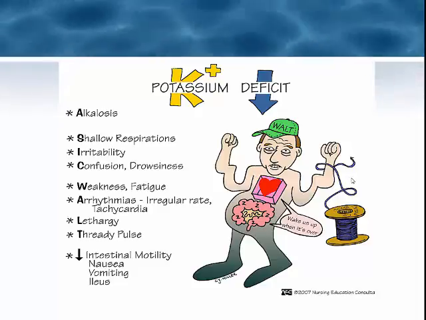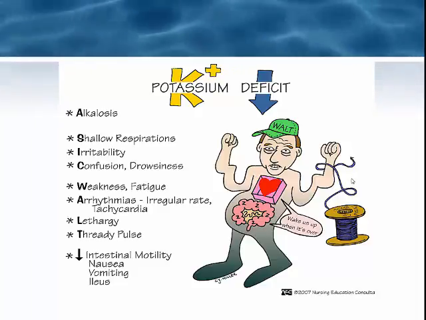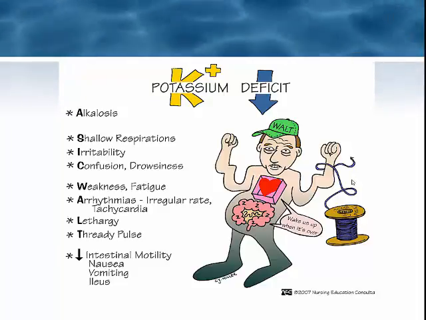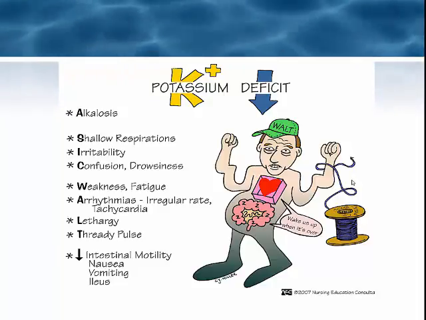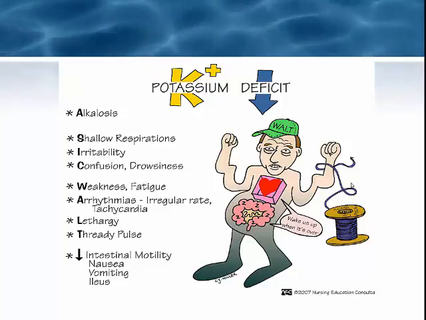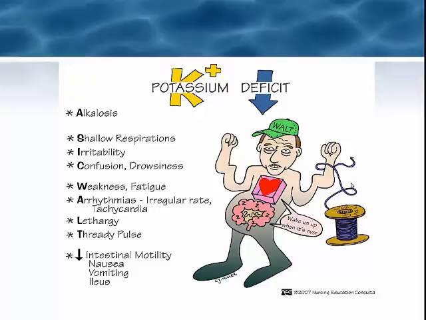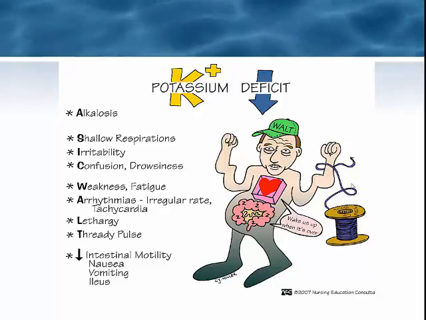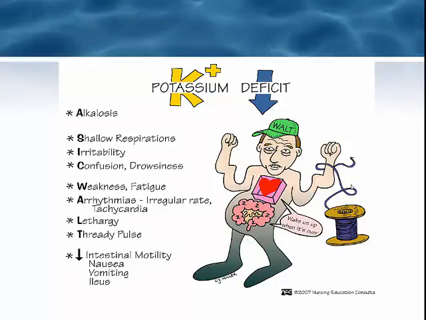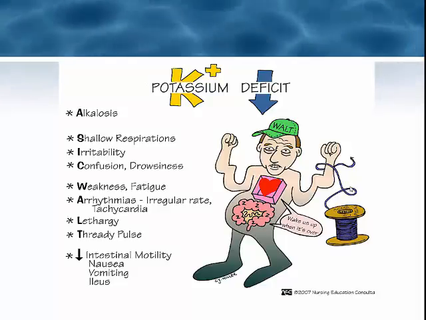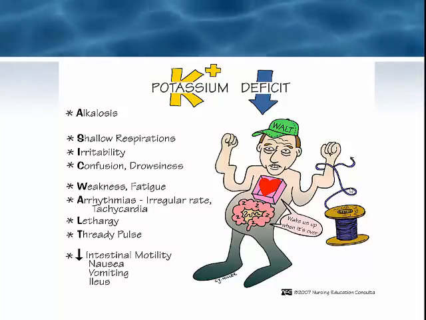The A is for alkalosis. As we said, that's a condition that can occur. So we didn't spell sick right here, but when they came up with this, it did help many people. So sick would help you remember shallow respirations, irritability, and confusion. And then Walt is this guy's name, and he has weakness and fatigue, arrhythmias, lethargy, and a thready pulse. He also has decreased intestinal motility, so nausea and vomiting and ileus.